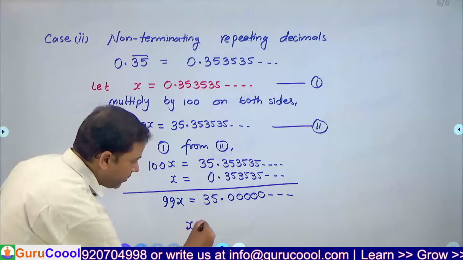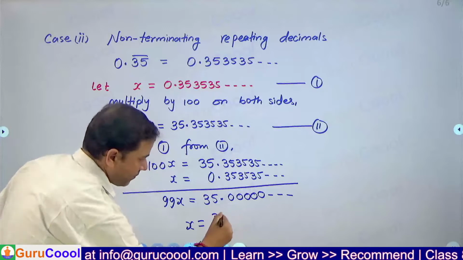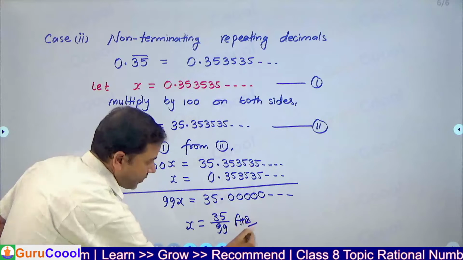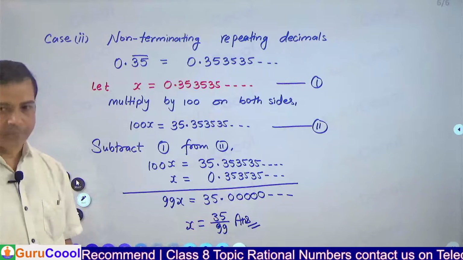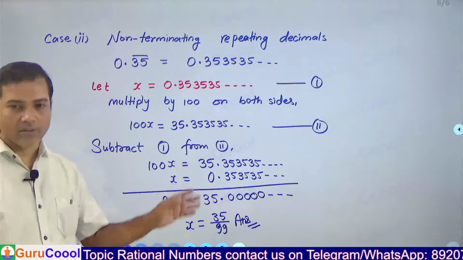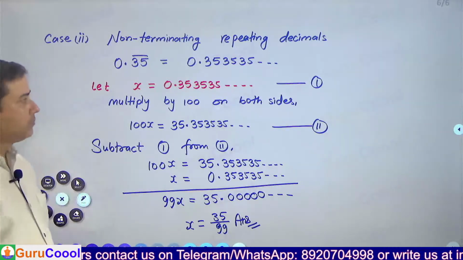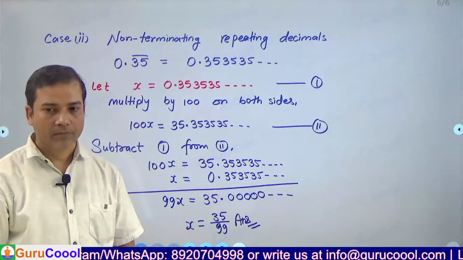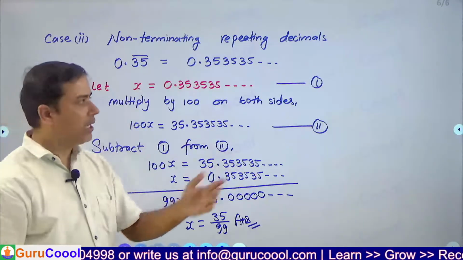So x is going to be 35 upon 99. Done. Answer in P by Q form. Any questions? No, sir. So what if the bar sign is only on one digit? Let's take an example of that type.